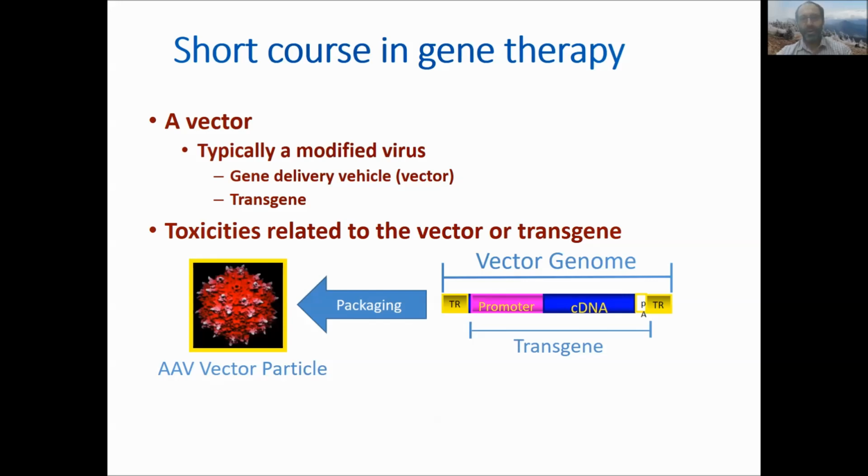And furthermore, it could be potentially related to the parts of the vector genome that are from the virus, or the transgene within the vector genome, which is the therapeutic payload. So these are some of the basic components for a viral vector used in gene therapy.